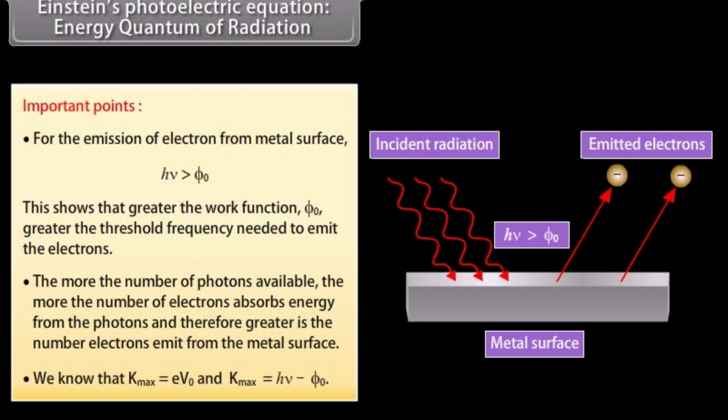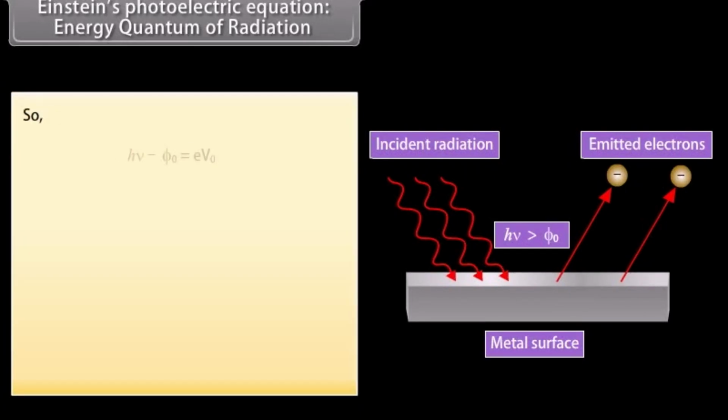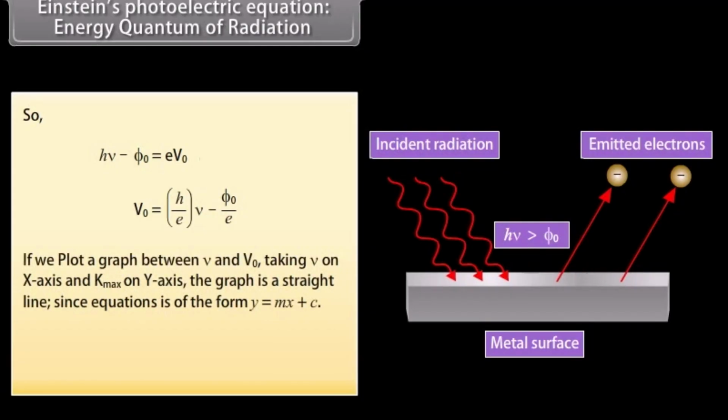We know that K max equals eV0, and K max is equal to hν minus φ0. So, hν minus φ0 is equal to eV0. V0 is equal to h by e into ν minus φ0 by e. If we plot a graph between ν and V0, taking ν on the x-axis and V0 on the y-axis, the graph is a straight line, since the equation is of the form y equals mx plus c. The slope of the line m is equal to h upon e, which is a universal constant.